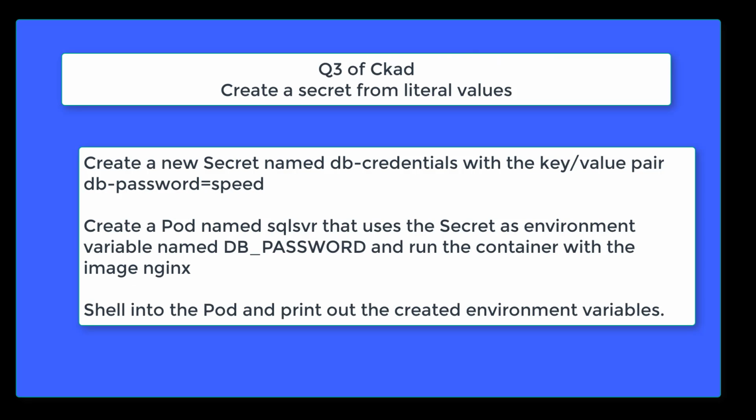Question three of the CKAD series, create a secret from literal values. Create a new secret named DB credentials with the key value pair DB password equals speed. Create a pod named SQL Server that uses the secret as environmental variable named DB underscore password and run the container with the image nginx. Shell into the pod and print out the created environmental variables.